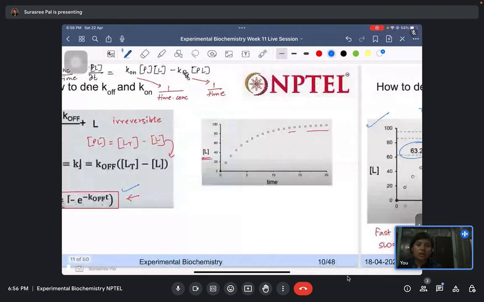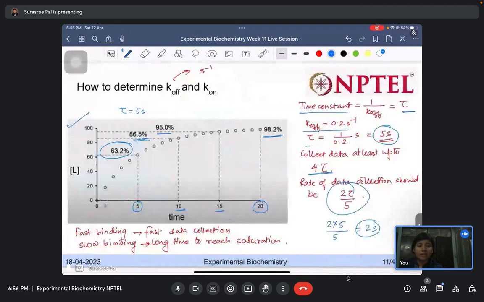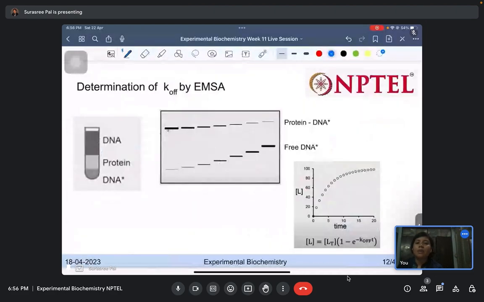Now we are going to discuss the experiments by which we can calculate this k off value. So the first experiment we are going to discuss is EMSA. EMSA I have already discussed, but here for determination of the k off, there is a little bit of difference from the previous EMSA experiment that I discussed. Here we have to remember that this reverse reaction has to be dominant.